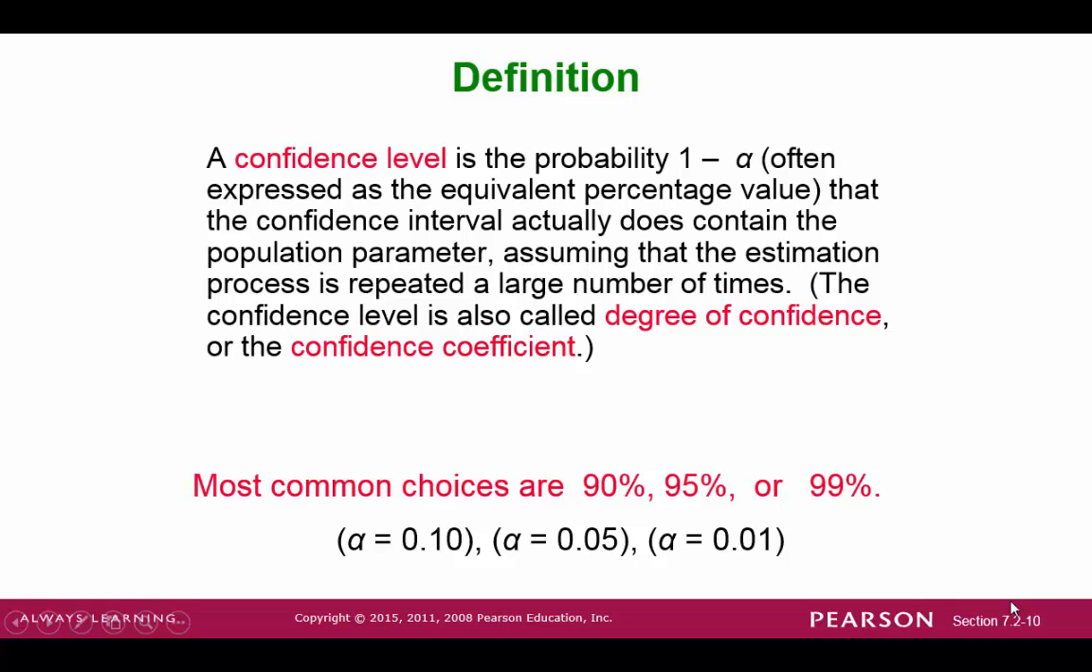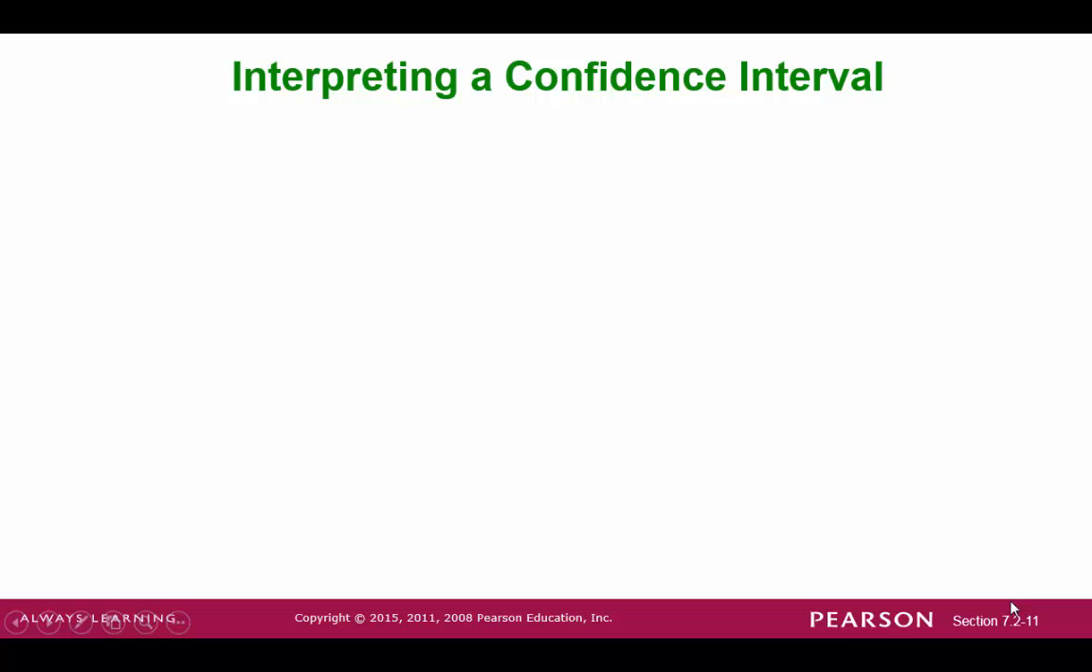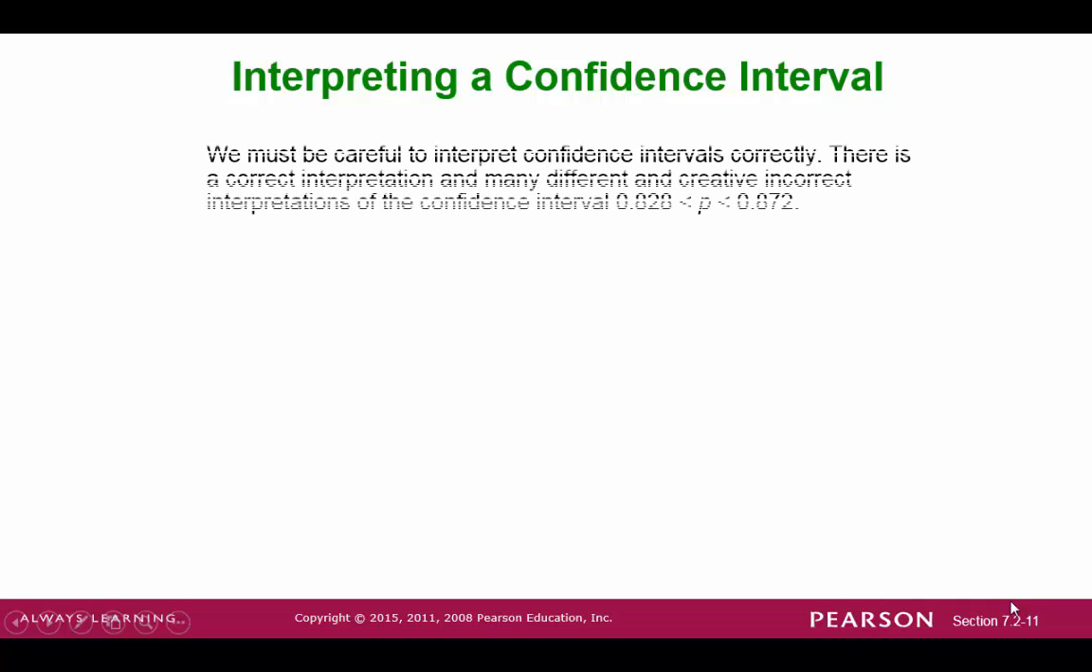So our ideas for confidence levels would be 90%, 95%, or 99%. The way we interpret a confidence interval will be important as well. So we want to make sure that the idea is that our confidence interval is trying to capture some population proportion or population parameter. We usually write our confidence interval as a set of inequalities. We have a number less than whatever the population parameter is, less than another number.